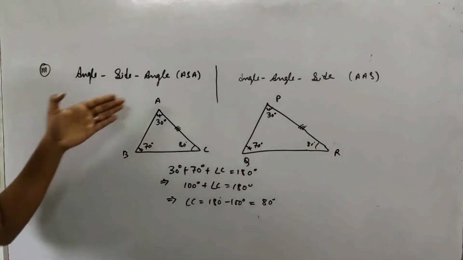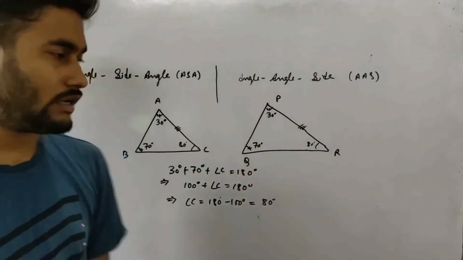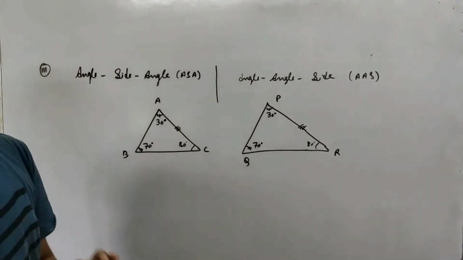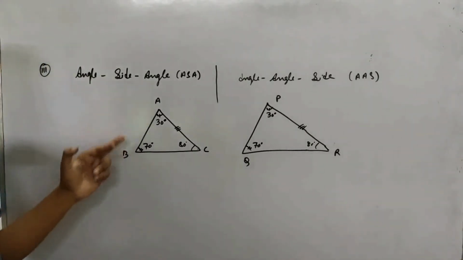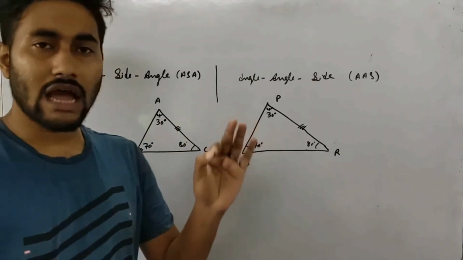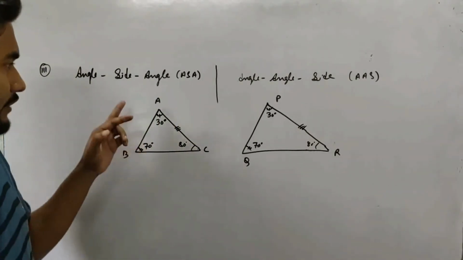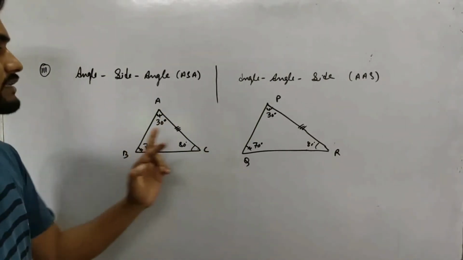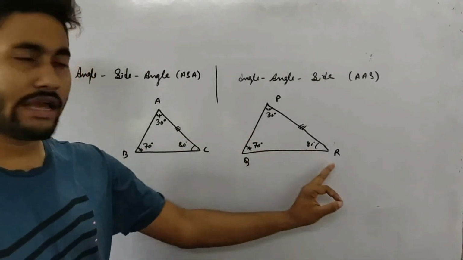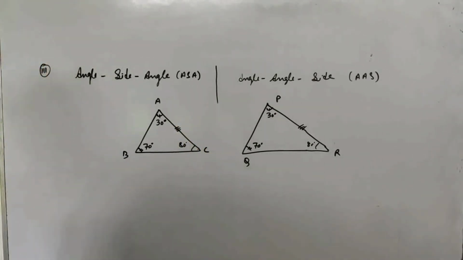As it is same, 30, 70, 30, 70. So this angle will be what? 80 degree only. So what is my point? My point is very simple: if two angles of a triangle are equal, then the third angle is compulsorily equal. If this angle is equal to this angle and this angle is equal to this angle, then 150% sure that the third angle is also equal. That is compulsory. Okay, this is the first point.